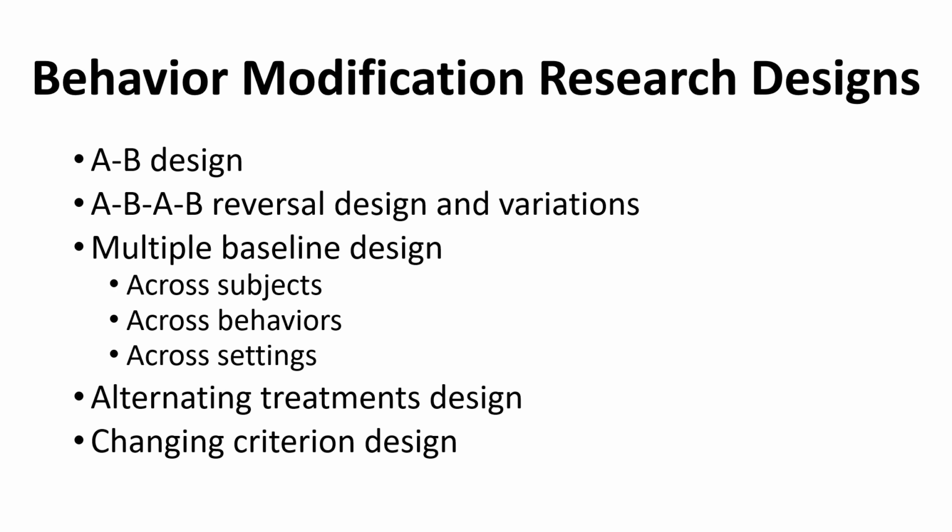So there are a couple of different basic designs or research designs that we can look at. And these are very common for behavior modification research. So we can look at A-B designs, A-B reversal designs, and some variations on those, multiple baseline designs, alternating treatment designs, and changing criteria designs. So each of these is going to get their own slide.